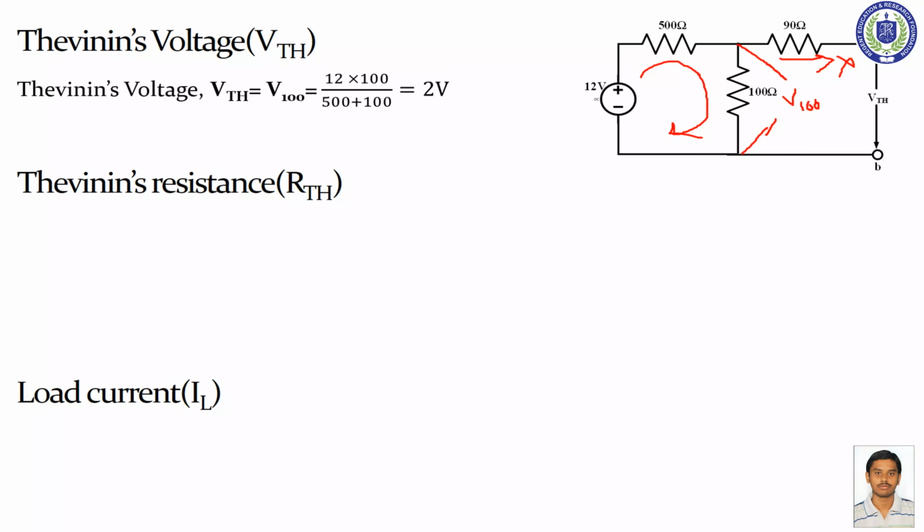So for Thevenin's voltage we apply the voltage divider rule. The voltage divider rule is the total voltage times the resistance across which we measure, divided by the total resistance of the series circuit. So the voltage across the 100 ohm is 12 volt times 100 by 500 plus 100. After calculation, the value is 2 volt.